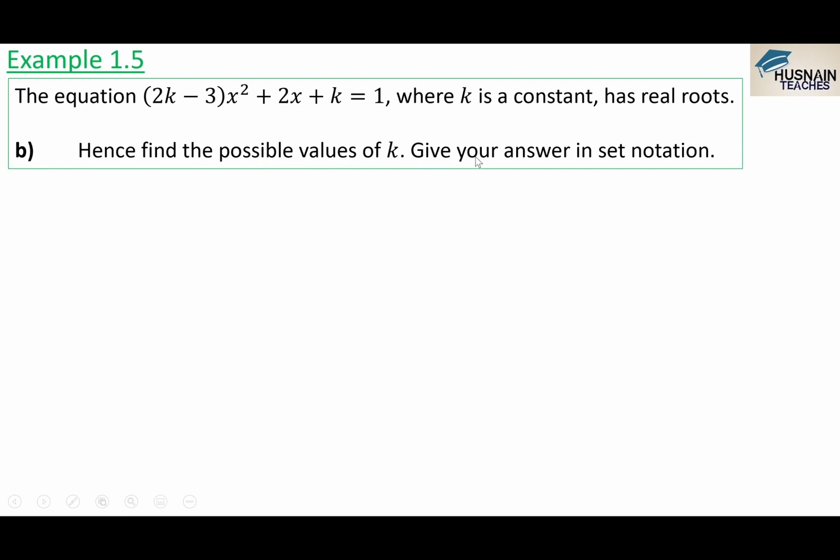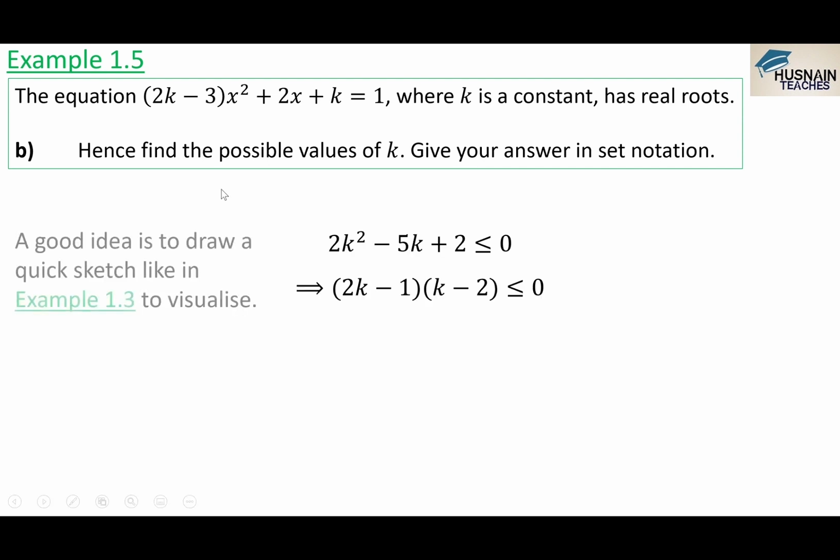So basically, solve the inequality. Let's start again with this inequality. We're going to factorize. And once we've factorized, we realize that a good idea is to draw a quick sketch, just like what we did in example 1.3. That helps us visualize this and see the solutions a little bit more easily.